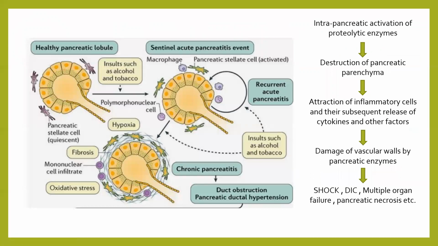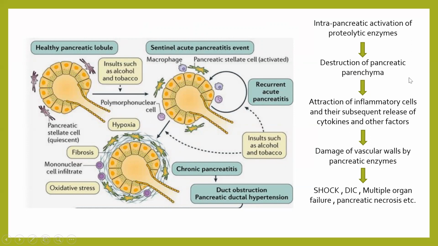Now, very quickly, I'm sure you've covered the pathophysiology of acute pancreatitis under physiology, but I'm going to give you a quick overview of how this situation is precipitated. So here you see what a normal healthy pancreatic lobule is supposed to look like. But insults such as alcohol and tobacco can lead to activation of proteolytic enzymes inside the pancreas or inside the ducts of the pancreas, which can lead to a destruction of pancreatic parenchyma.